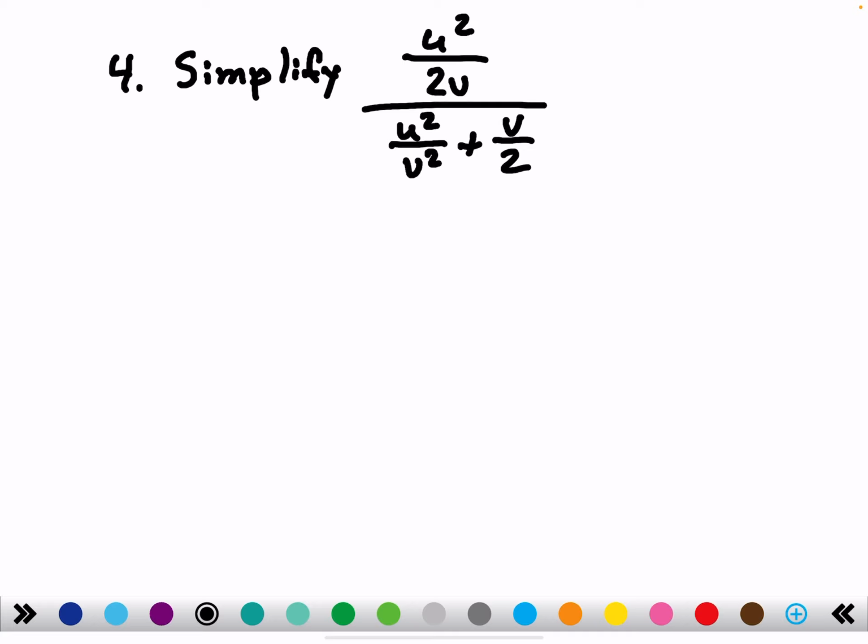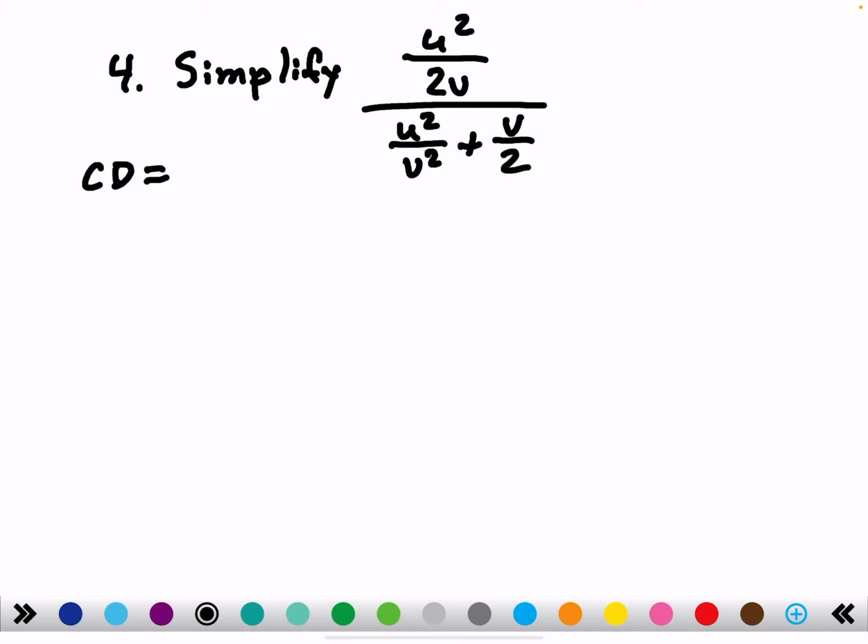Number 4, let's simplify the complex fraction u squared over 2v, all over u squared over v squared, plus v over 2. Now remember, multiply top and bottom by the CD.